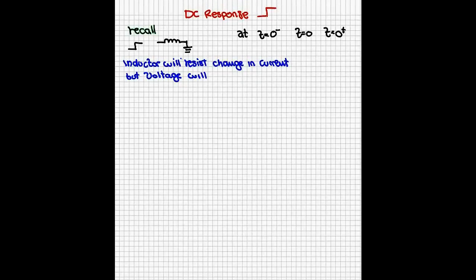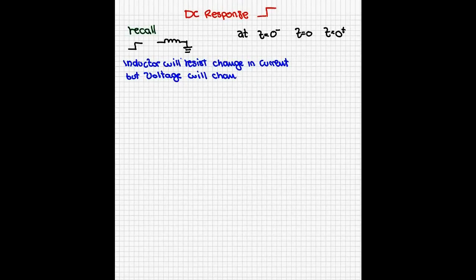Let's also remember that if we were to have a real inductor, the behavior you expect would be that the inductor will resist the change in current, but voltage will change instantly.